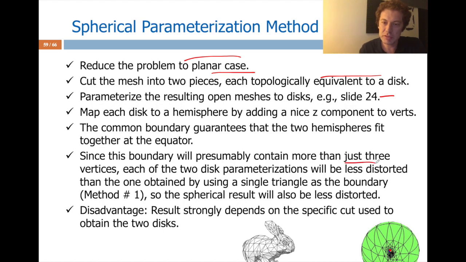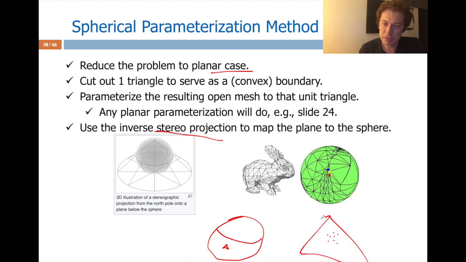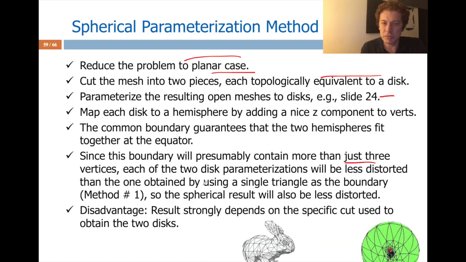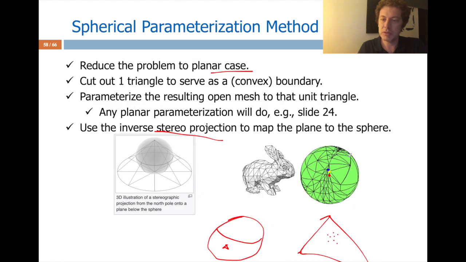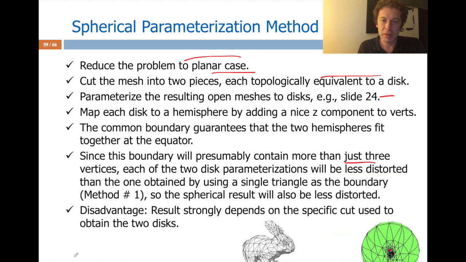So the boundary in this case will presumably contain more than just three vertices. Remember, in the previous case, in the boundary I have one, two, three vertices, so it is not that flexible. So each of the two parameterizations will be less distorted now because I have more vertices in the boundary, so I can be more flexible. So this is preferable over method one, but the result strongly depends on the specific cut used.